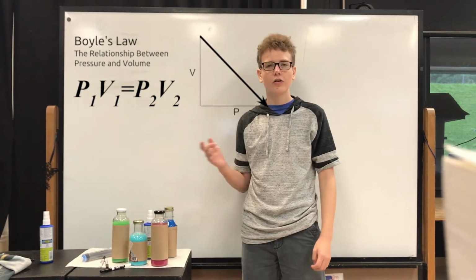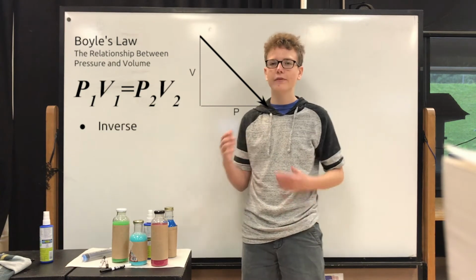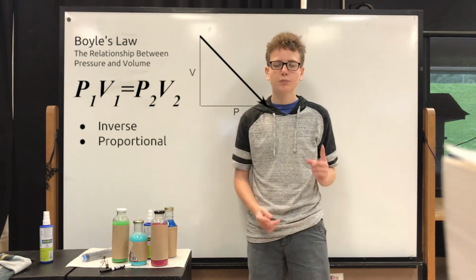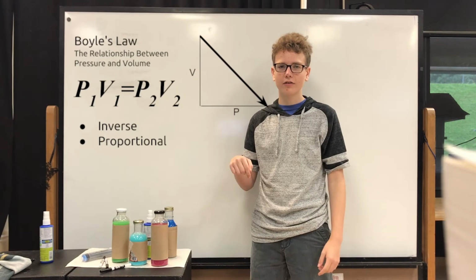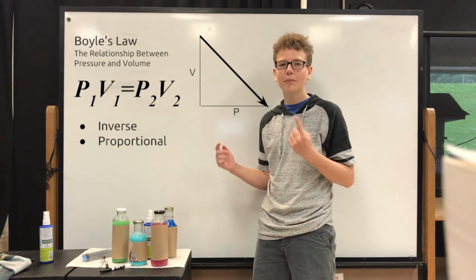This relationship is what's called inverse. It's proportional, but it's inversely proportional, which means as pressure goes up, volume will go down. And if volume goes up, pressure will go down.